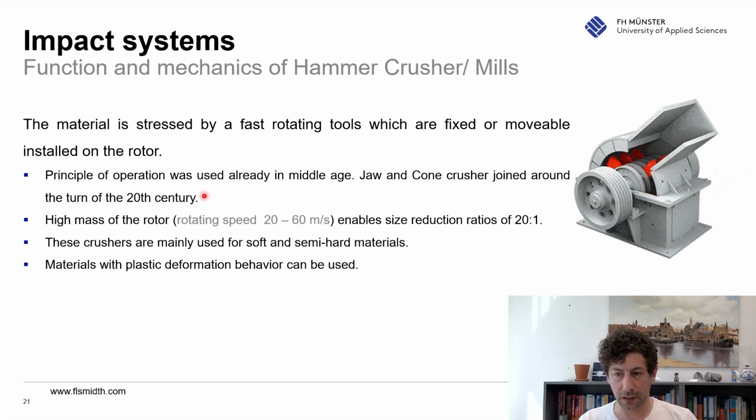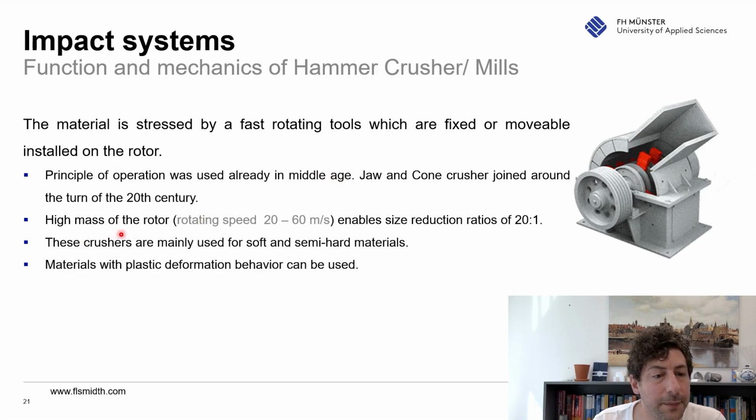also a nice tool. But this principle of operation for the hammer crushing is something we have used for a few hundred years. So with the high mass of the rotor, the rotating speed is 20 to 60 meters per second for a crusher. For a mill, it goes up to 120 meters per second, and this gives a size reduction ratio of 20 to 1, and especially you get in the size distribution a large amount of fines.